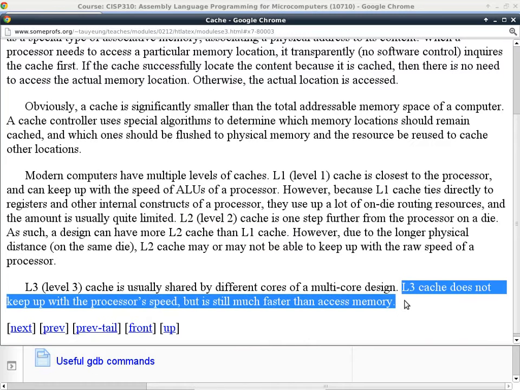Level 3 cache for sure cannot keep up with the processor's raw speed, but it is still a whole lot faster than accessing memory, because you don't have to go through the entire cycle and all the latency associated with reading from memory or writing to memory. Are there any questions about caching?